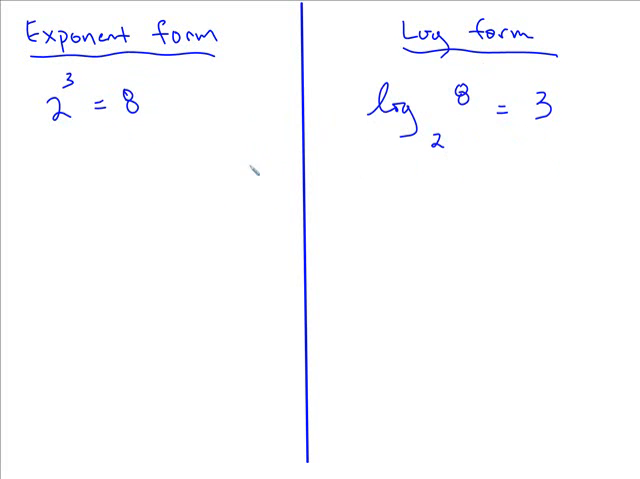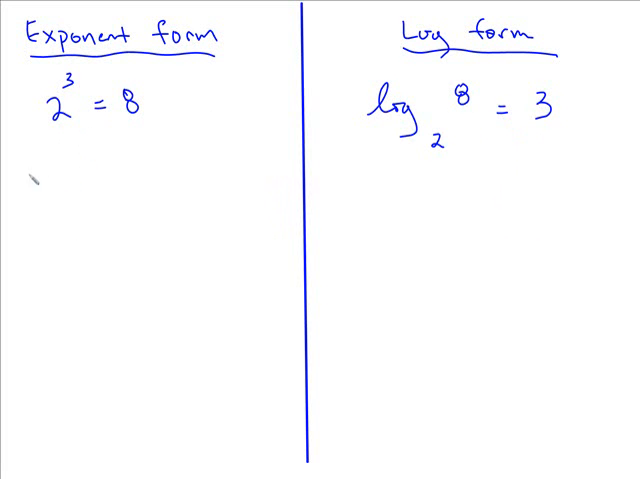So these two, this is considered exponent form. This is considered log form. So the main thing is you just have to understand and remember where the values go. The base, the exponent, the result. It kind of goes counterclockwise. The base, the exponent, the result. And the way this is read is log base 2 of 8 is equal to 3.